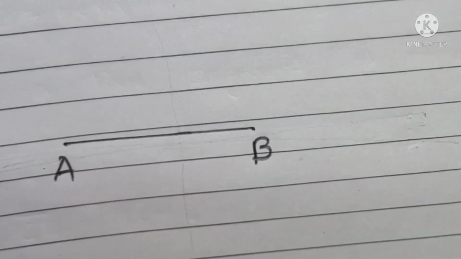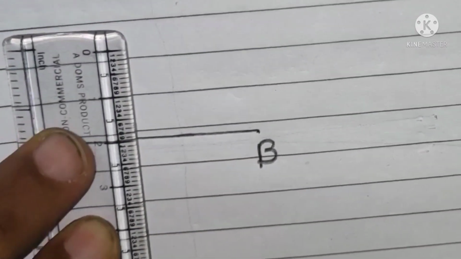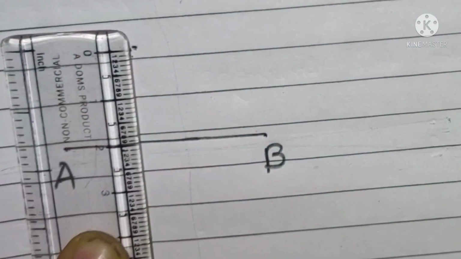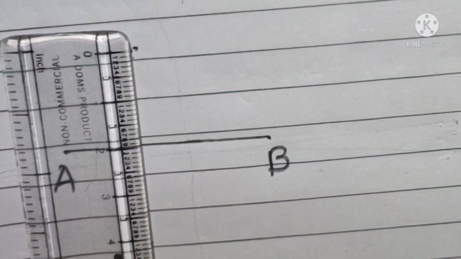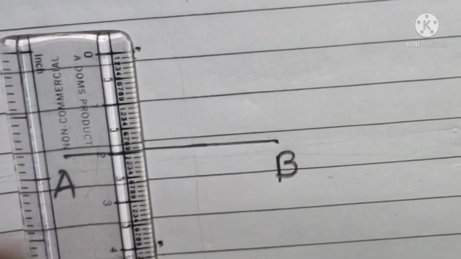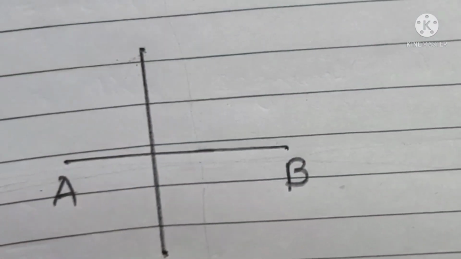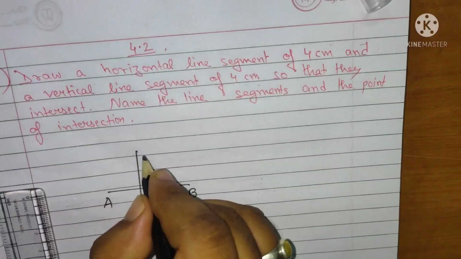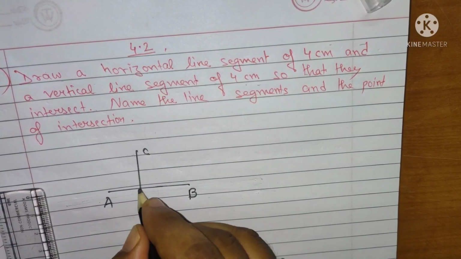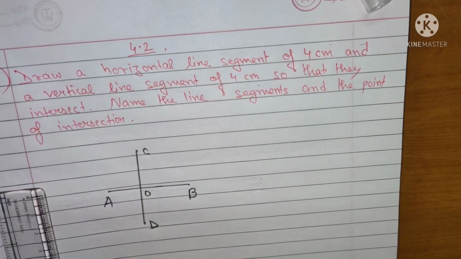Then I have to draw another line segment, a vertical line segment. So I am drawing another vertical line segment which intersects AB. Here we will give a point, and here, you look, this is 4 centimeter. Again in this 4 centimeter I am giving another dot. Now I will join these two dots. After joining these two dots, I got another line segment of 4 centimeter. Let us give this the name CD. And here is the point of intersection, and we are giving this point of intersection the name O.